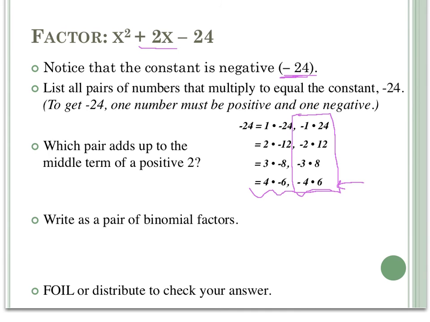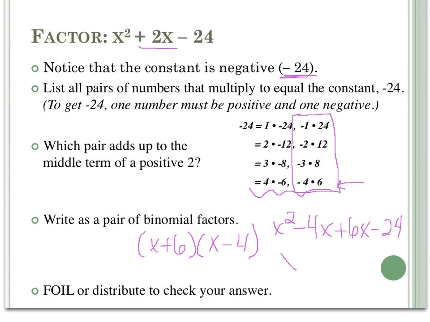So now we're going to write that as a pair of binomial factors. And this time we're not going to do x plus 6 and x plus 4, but our next term is x minus 4 because we had that negative in there. And FOILing or distributing to make sure that we have our answer, we would have x squared minus 4x plus 6x minus 24. Combining like terms, I have x squared plus 2x minus 24, my original answer.